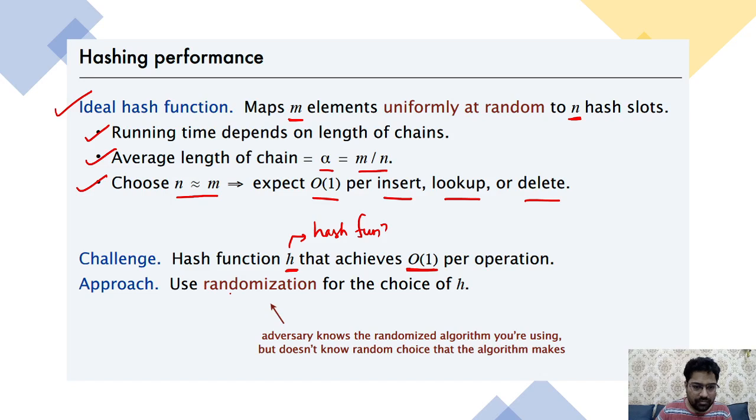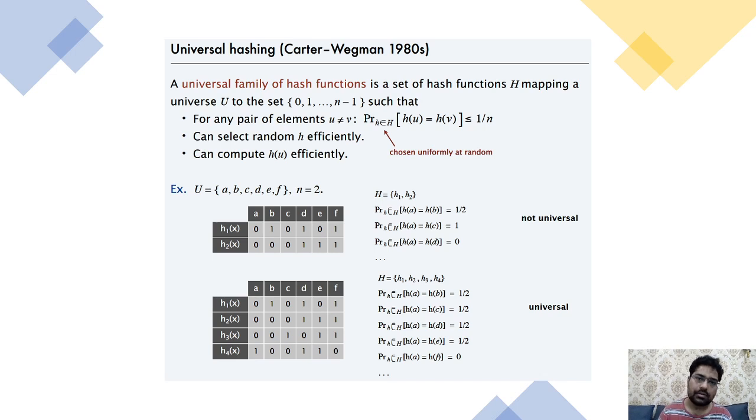The approach is to use randomization for the choice of h. We will do a randomization procedure through which we can at least expect to achieve big O of 1. That's why we are introducing randomization here. It is written that the adversary knows the randomized algorithm you are using, but doesn't know the random choice that the algorithm makes. Whether the random choice you have made is efficient or not, we are going to discuss here. Clear?